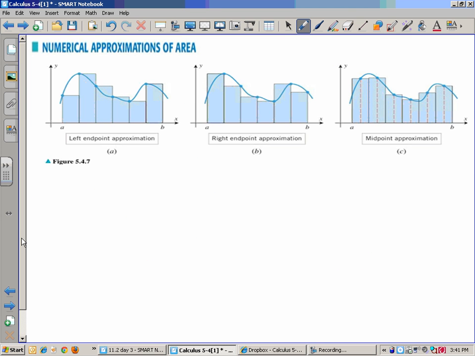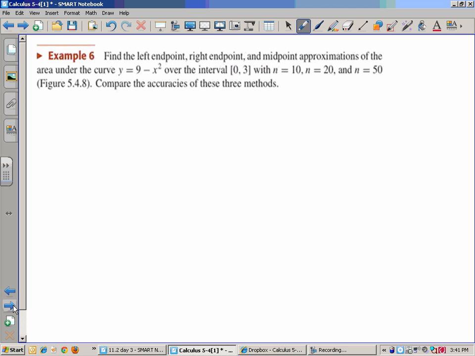Okay, so numerical approximations, a couple of things. Left-hand endpoints uses the left corner. Right-hand endpoints uses the right. Midpoint uses halfway between the edges of your rectangles. That's all you need to know. All right, find the left hand, the right hand, and the midpoint approximations for the area under the curve y equals 9 minus x squared over the interval 0 to 3 with n equals 10, 20, and 50.